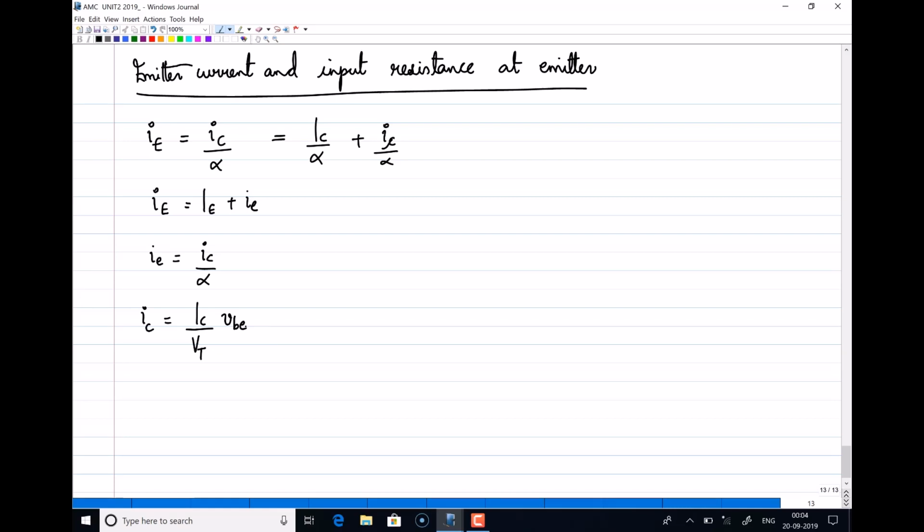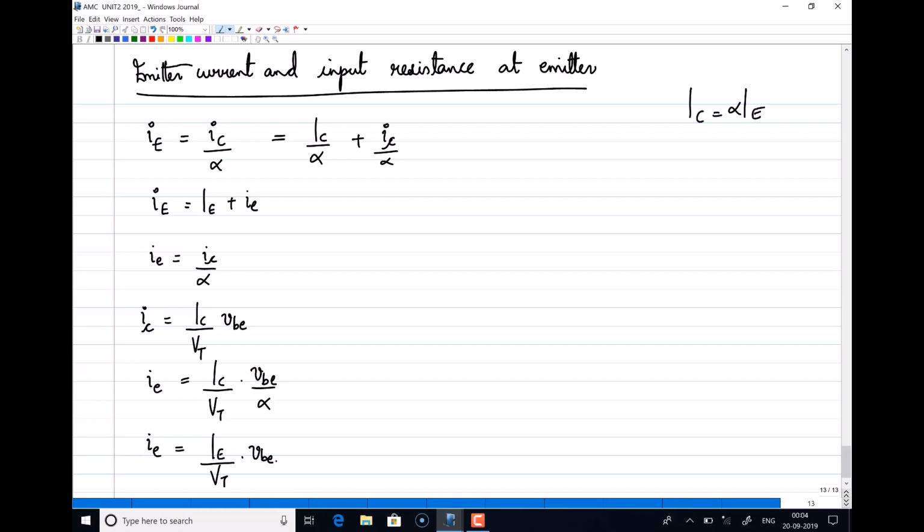So when I write IE here, all these are small signal collector current. So IE is equal to IC by VT into VBE by alpha, right? Now what is IC by alpha? I know that IC equals alpha IE, so IC by alpha I can write as IE. So IC by alpha is IE by VT into VBE.